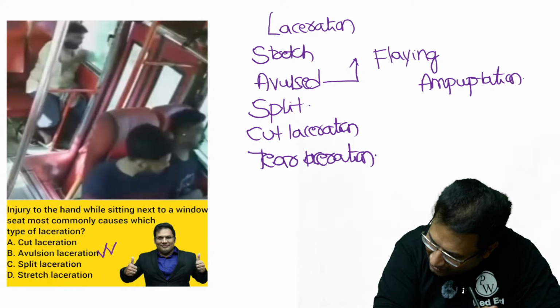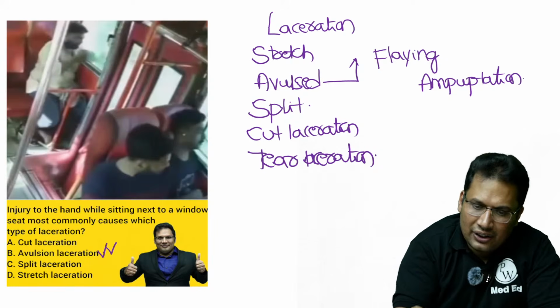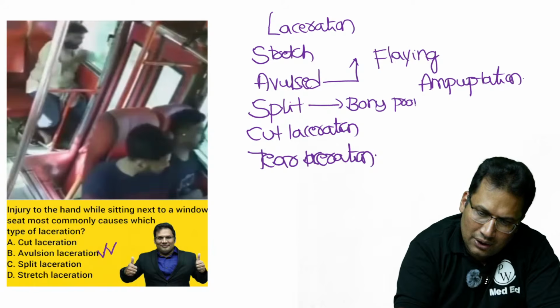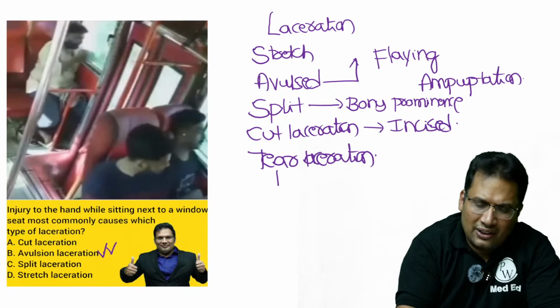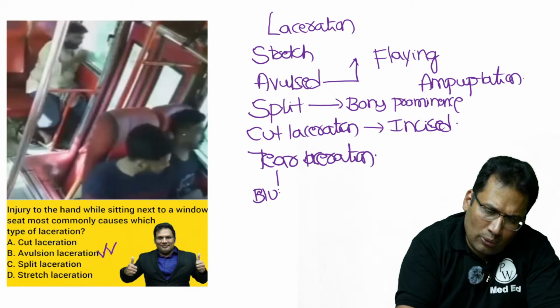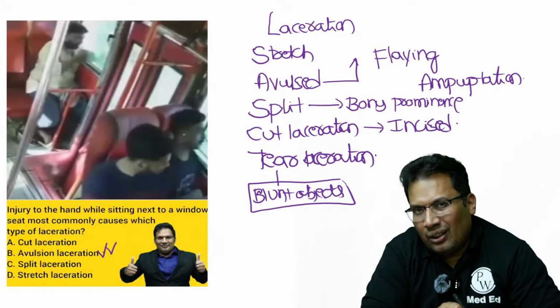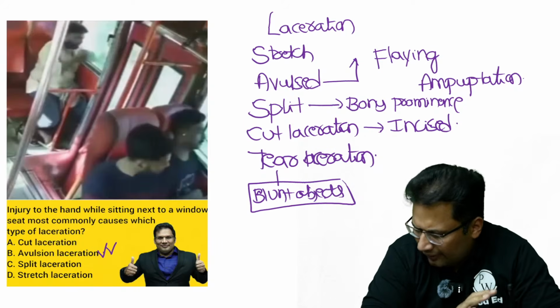So good. Rakesh, cut laceration, C. B is the answer. That's great. Split laceration is commonly seen over the bony prominences. The cut laceration, nothing but it is an incised wound. The tear laceration is usually caused by a blunt object with some sharp spines, like for example a broken beer bottle, like that. So answer is simple, avulse laceration.